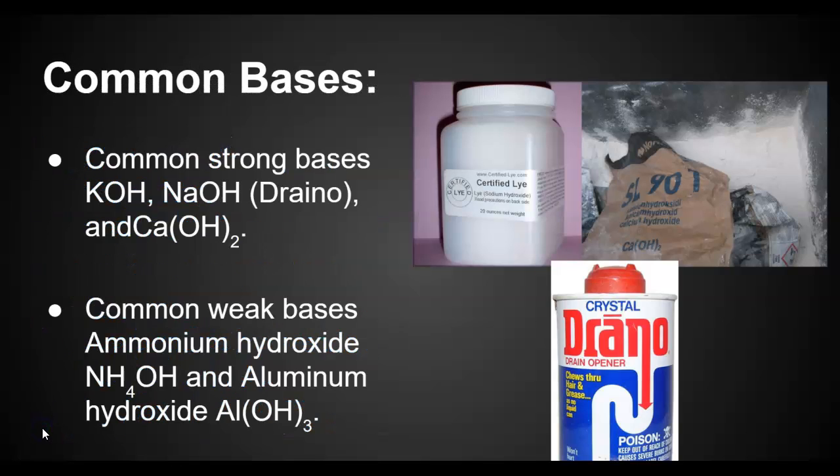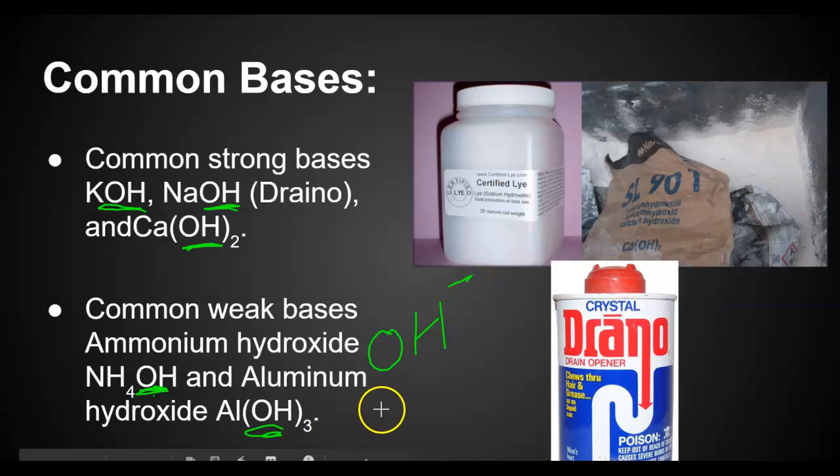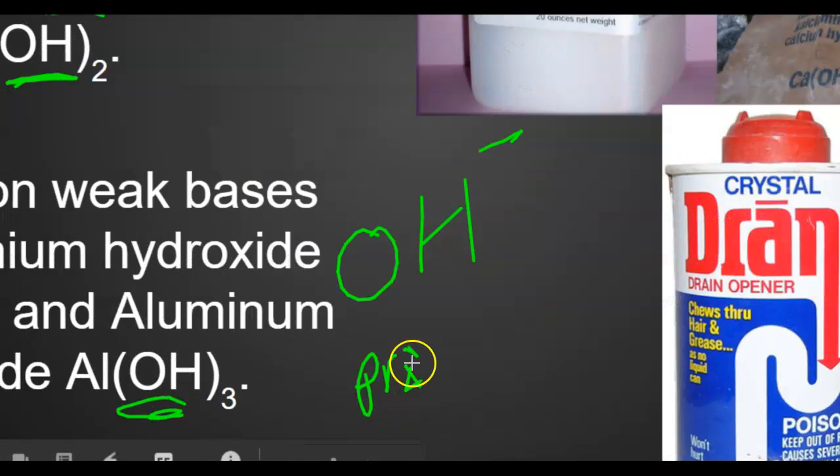Some very common bases that you will find, they all end in OH. Potassium hydroxide, sodium hydroxide, calcium hydroxide. Weaker bases, ammonium hydroxide, aluminum hydroxide, but they all have that OH negative because they are proton acceptors.